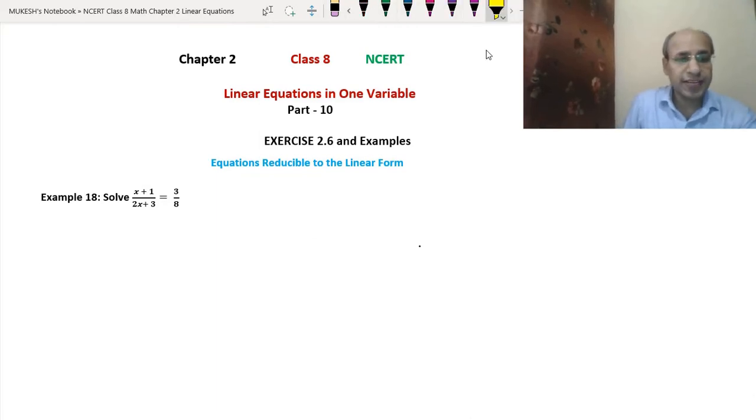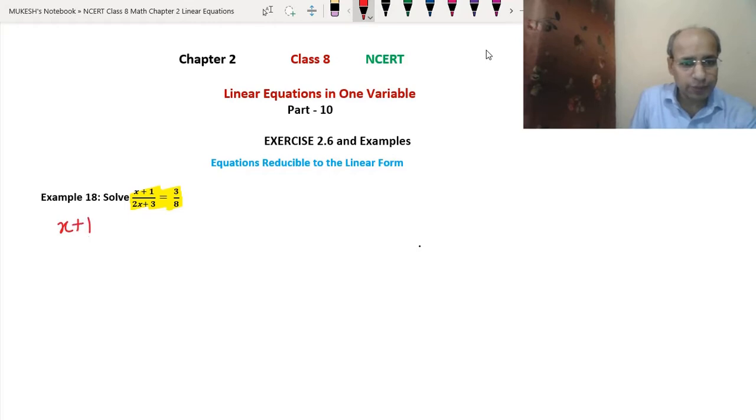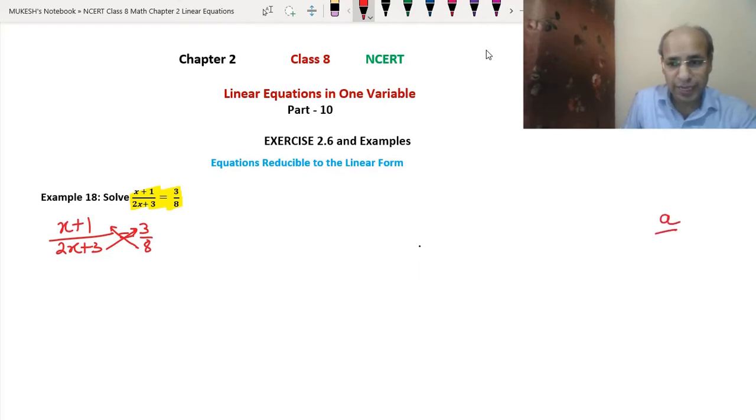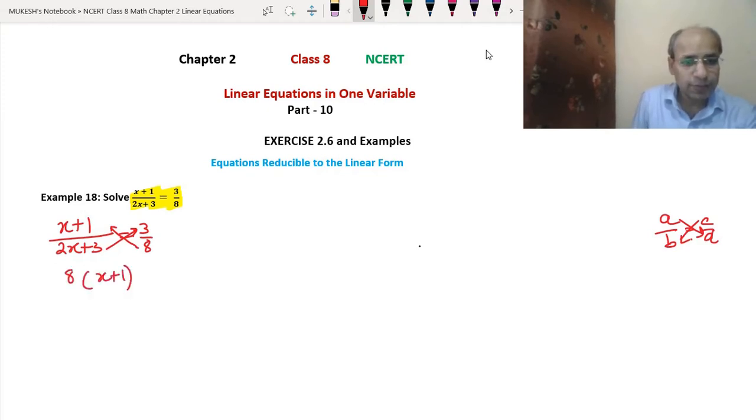In example 18, we have to solve (x + 1)/(2x + 3) = 3/8. So how can we do this? We just cross multiply: 8 with the x + 1 and 2x + 3 with the 3. As we have learned in other sections, like a/b = c/d, a multiplies with d and c multiplies with b. This is called cross multiplication. So we write 8(x + 1) = 3(2x + 3).